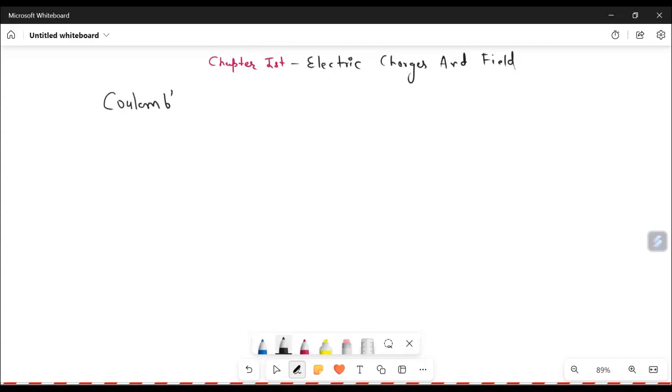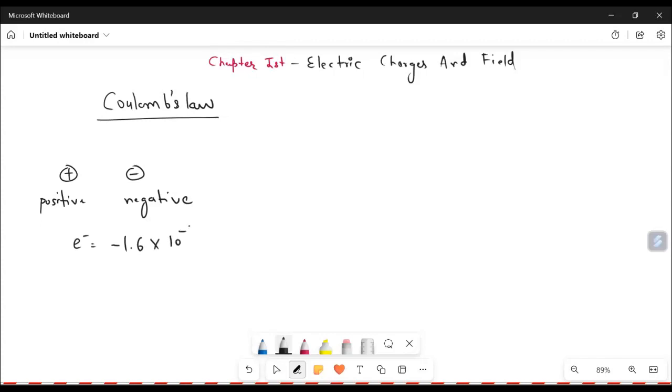Coulomb's law. So first you need to understand what is charge. Charges are basically two types, right? Positive charge and negative charge. Suppose you have an electron, so how much negative is it? It is minus 1.6 into 10 inverse 19. The unit of charge is coulomb.